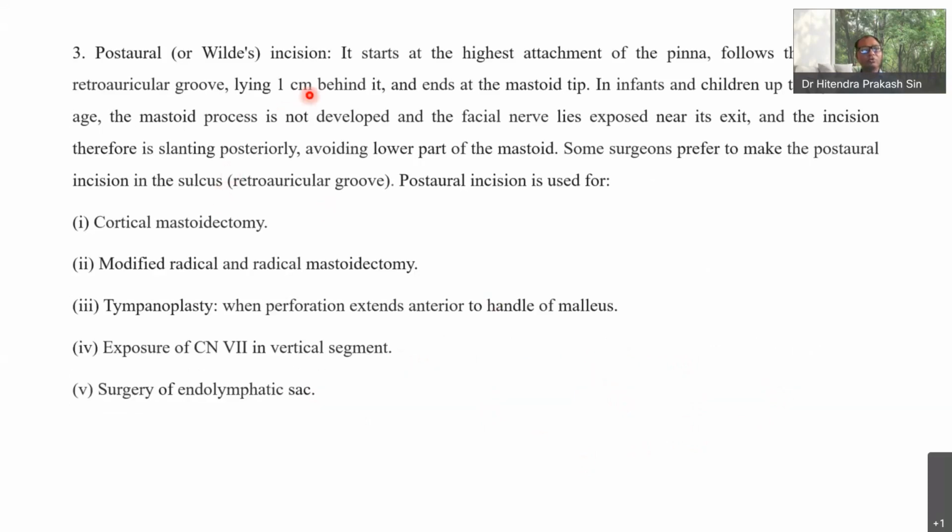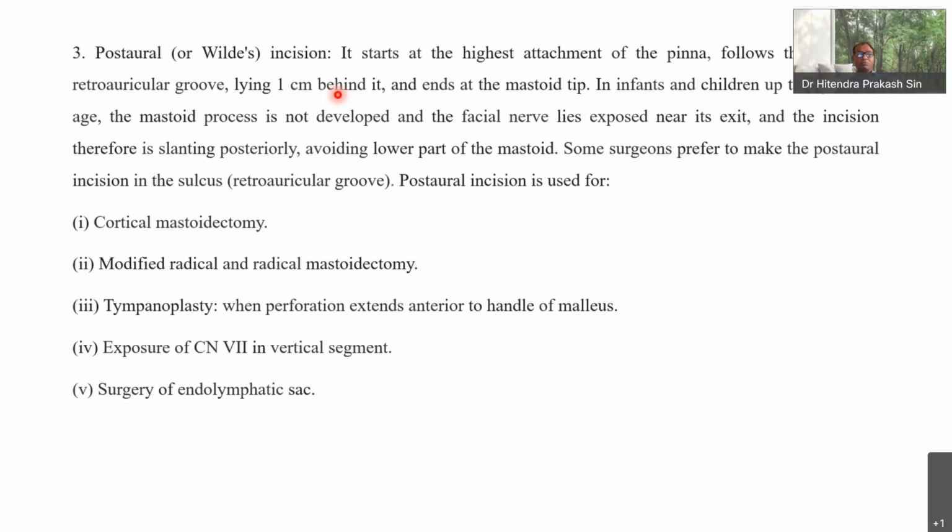Now, the post-aural or Wilde's incision is the most commonly used incision for mastoid or middle ear surgeries. It starts at the highest attachment of the pinna, follows the curve of the retroauricular groove, lies 1 centimeter behind it, and ends at the tip of the mastoid. In infants and children up to 2 years of age, the mastoid process is not well developed, so the facial nerve lies very superficial and exposed. So the incision is slanted posteriorly and avoids the lower part of the mastoid.